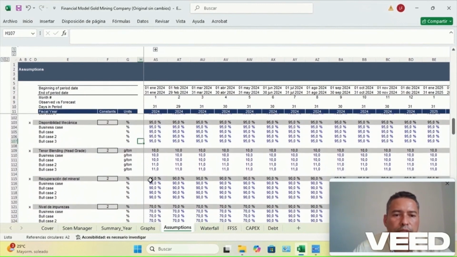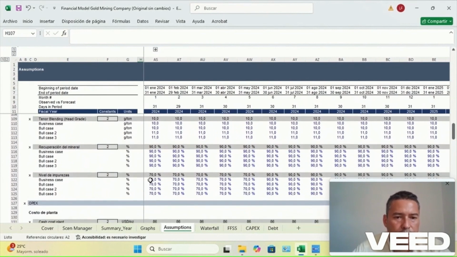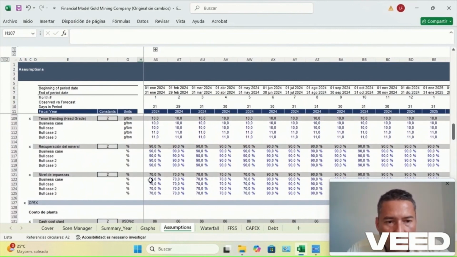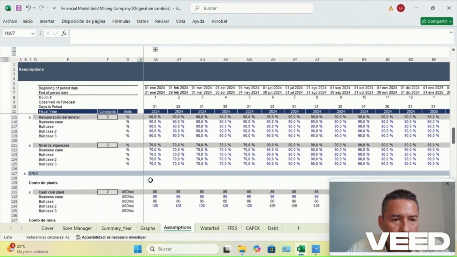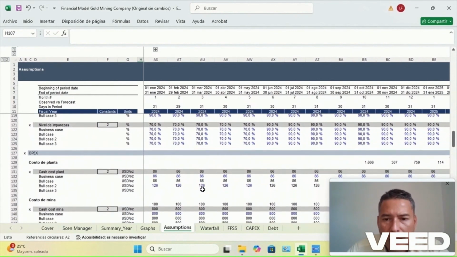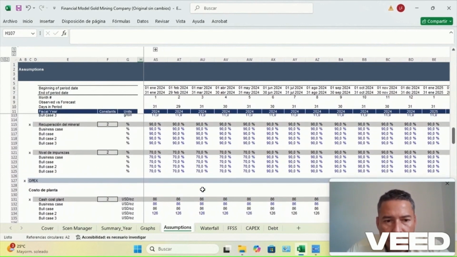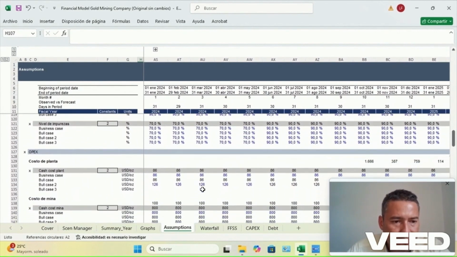For example, you can add some maintenance too. The toner blending or head grade estimated in your calculations of the gold based on grams per ton in your scenarios. Material recovery, some level, some loss to have into account for gold processing in the plant, or gold lost during the production or the plant.